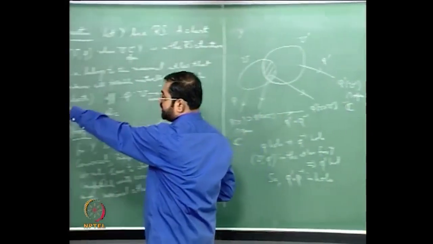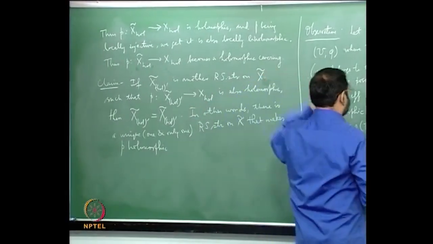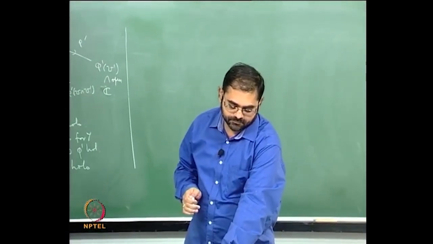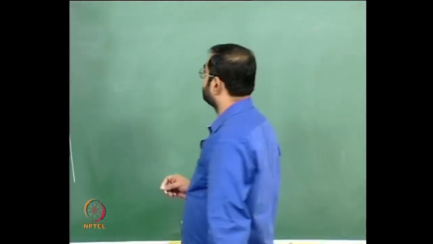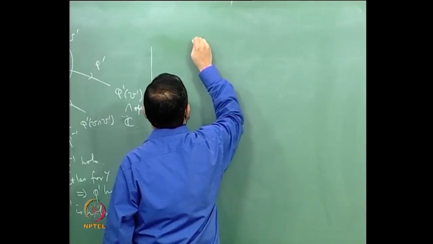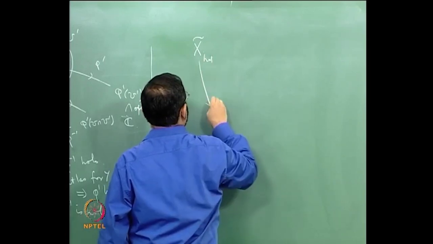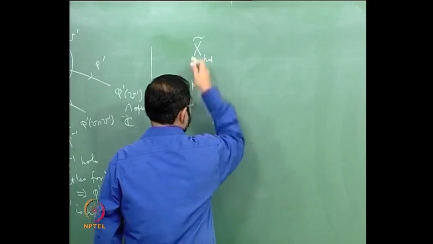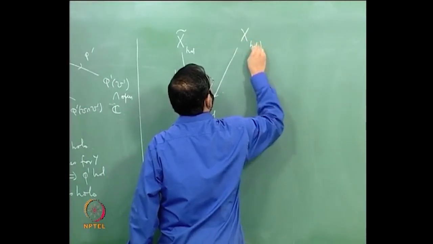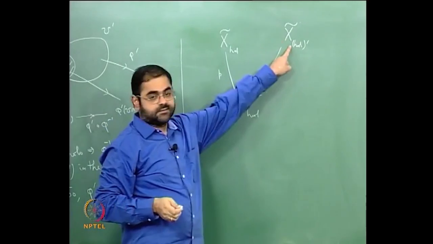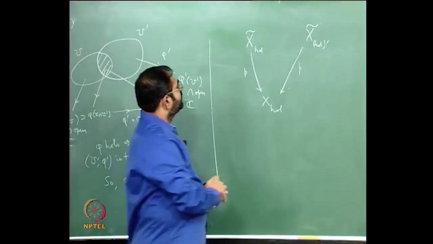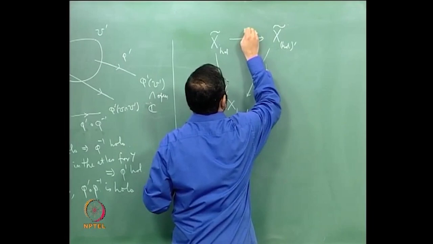So now let's apply this observation to this map. So what is given is, coming back to our situation, I have X tilde whole, X whole. This is P, this is already holomorphic. Alright. And what is given is that there is an X tilde whole prime, this is another Riemann surface structure on X tilde, and then this is also holomorphic.